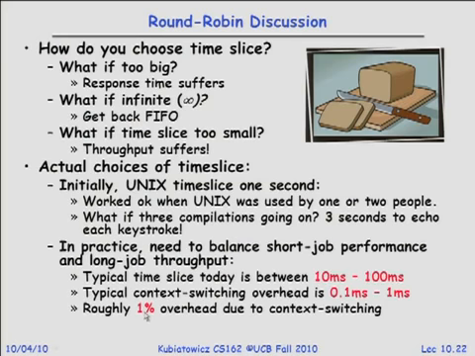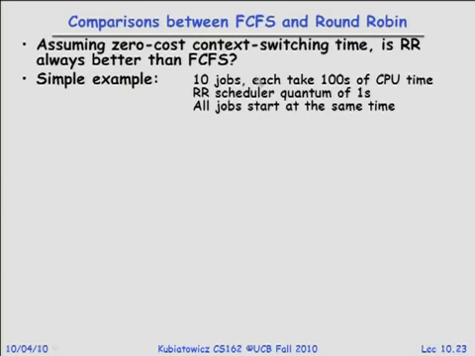Okay. Now, here's a pretty good comparison just to close this out. Assuming zero cost context switch time, give me that for a moment. Is round robin always better than first come, first serve? Well, exactly. What am I talking about? Suppose we have 10 jobs, each take 100 seconds of CPU time. Round robin scheduler every 1 second, let's say.